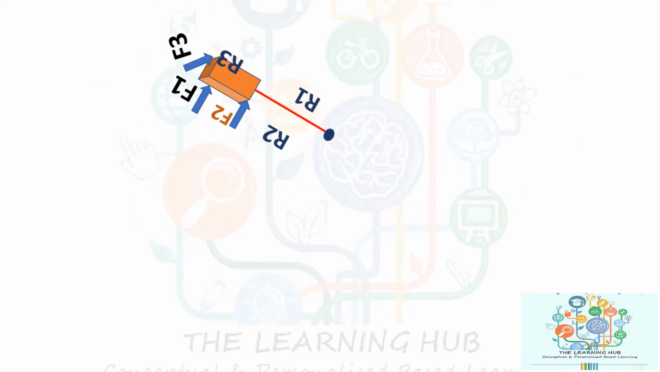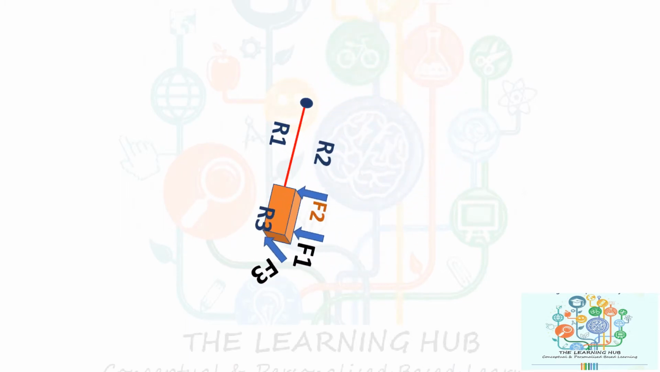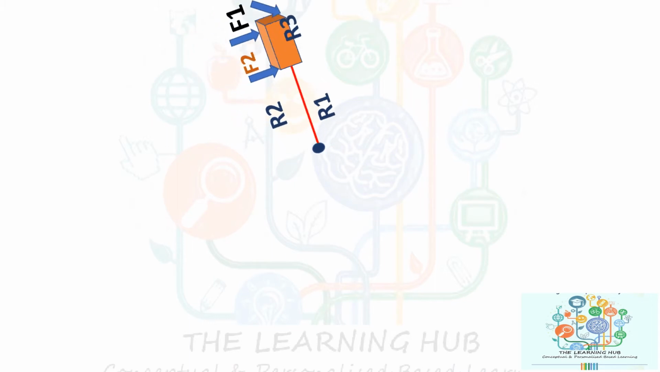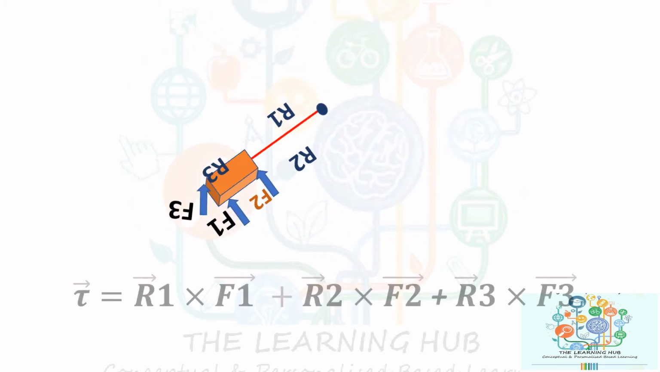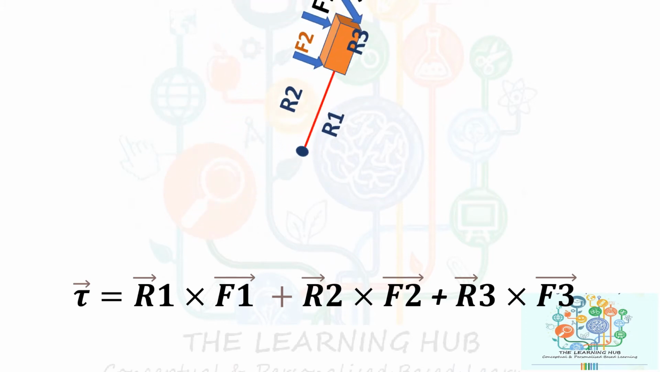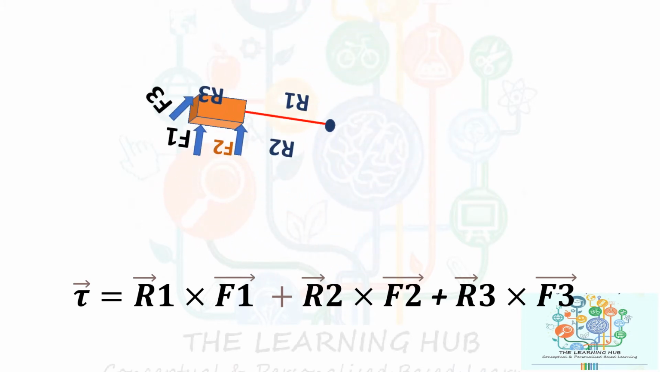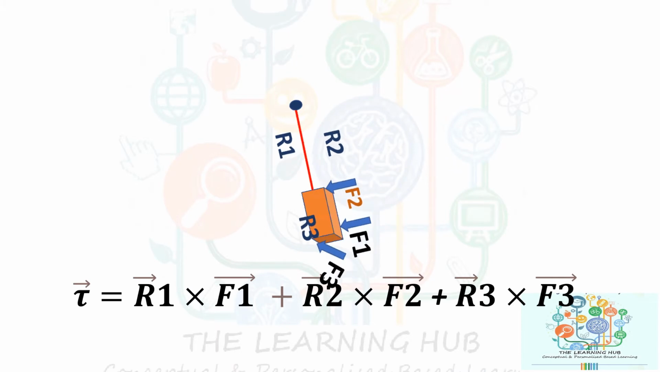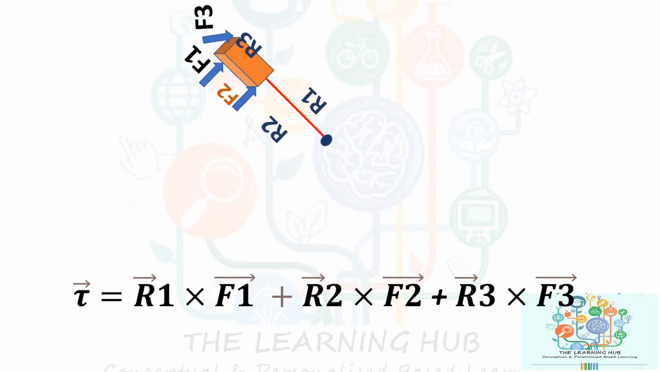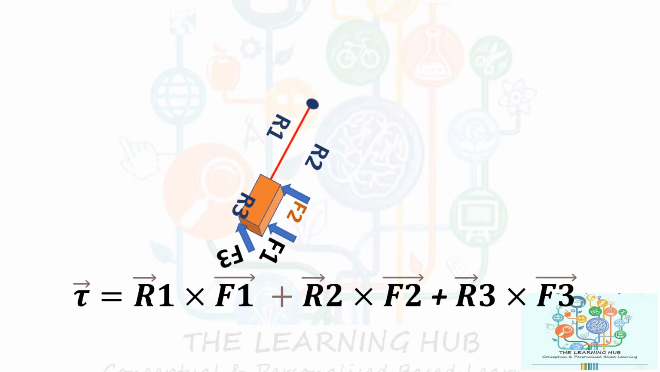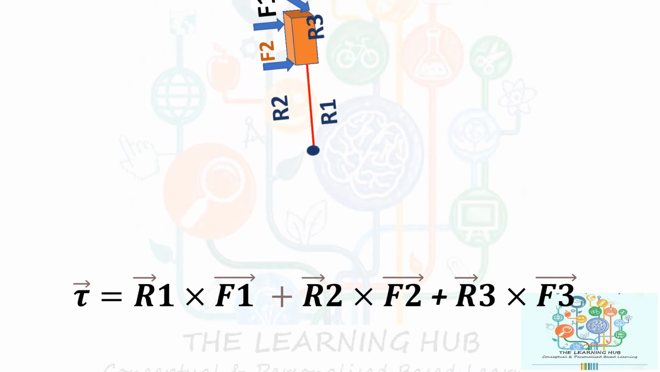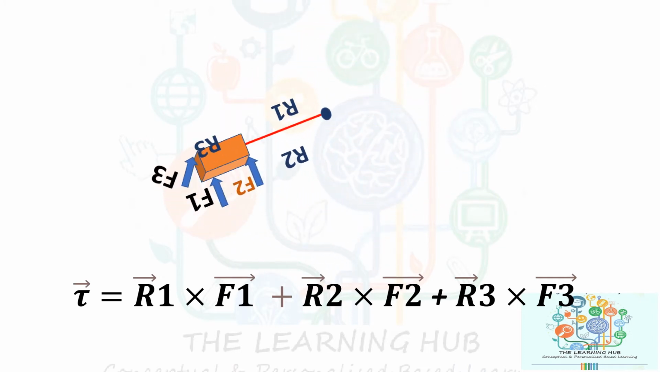If there is more than one force, like F1, F2, F3 acting on a body, one can define the total torque acting on the body about a given line. To obtain the total torque, we have to get separately the torques of the individual forces and then add them up. Here you can see that the total torque will be r1 cross F1 plus r2 cross F2 plus r3 cross F3.